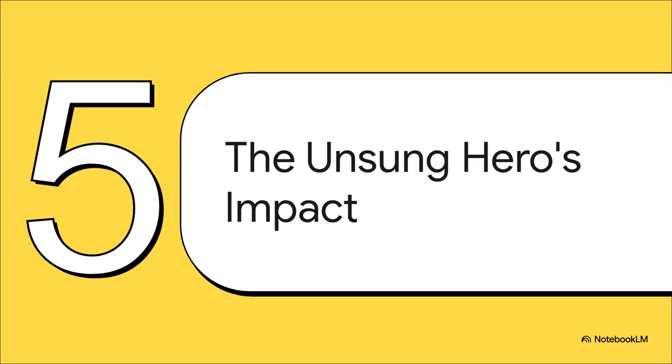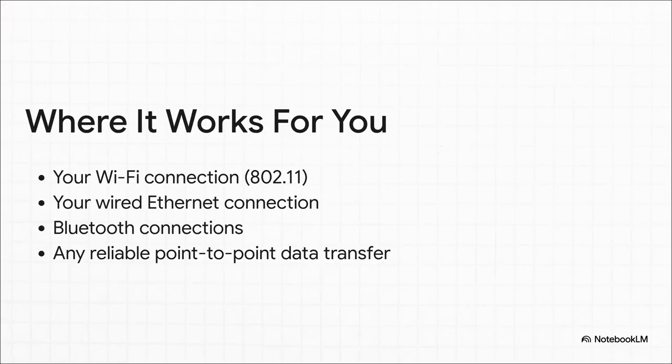Okay, I know. We've been getting pretty deep in the weeds here with frames and ACKs and pipelining, but why does any of this technical stuff actually matter to you? Because this unsung hero, this data link layer, is working for you right now. It's the reason your Wi-Fi connection to your router is stable and doesn't just drop out constantly. It's why when you plug your computer into a wired network, your data gets there without being corrupted.